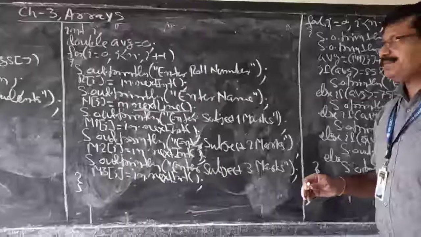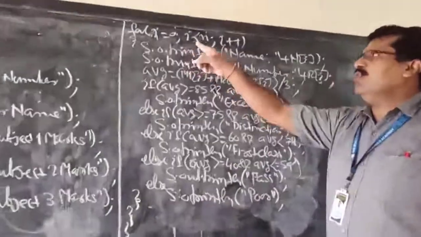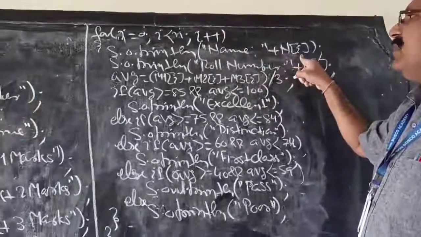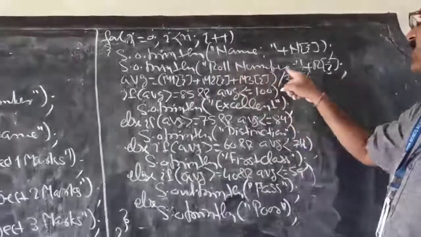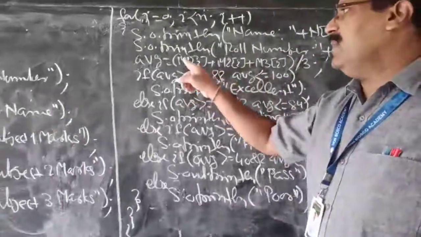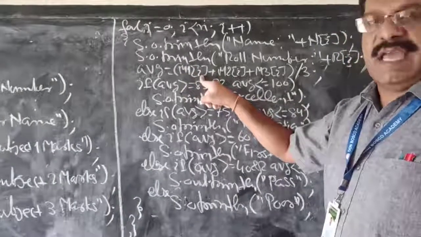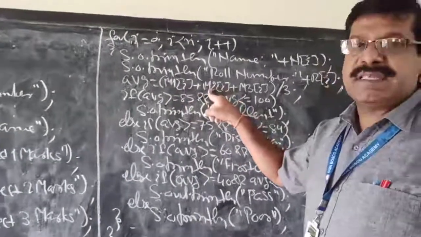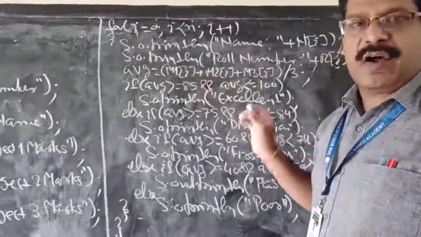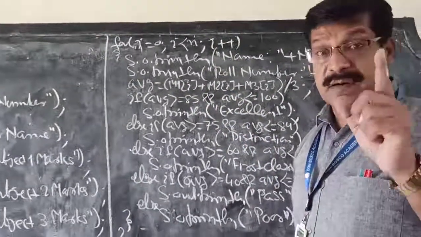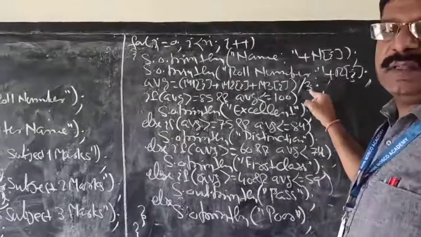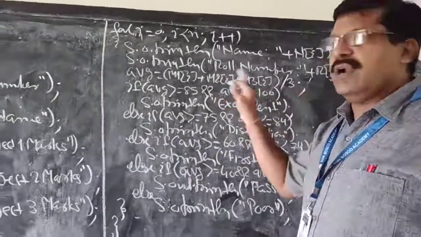Now the printing part. For I equal to 0, I less than n, I plus plus. System.out.println name, print the name N[I]. System.out.println roll number, print the roll number. Now calculate the average marks. The average will be bracket m1[I], means m1[0], plus m2[I], means m2[0], plus m3[I], means m3[0], means marks for the first student, divided by 3 or 3.0. So you got the average marks.